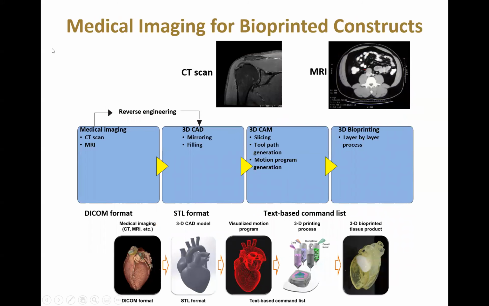One advantage is medical imaging. So you can use medical imaging to produce your 3D structure, and you can then print an exact replica of that medical image. So you can take CT scans, MRIs, and use reverse engineering through a 3D CAD program, and then through a 3D CAM program to deposit this layer by layer and form a 3D construct from your medical image.